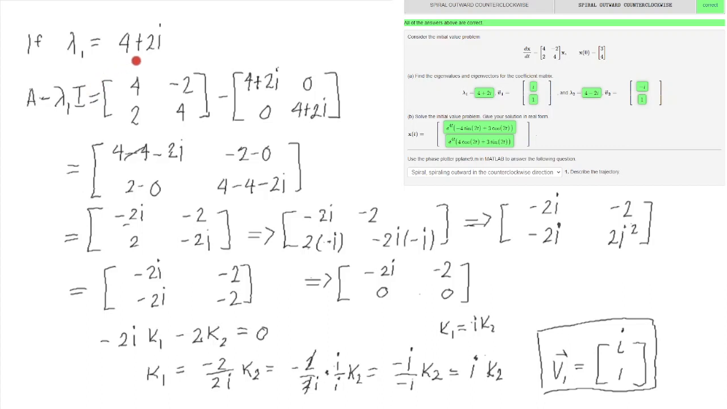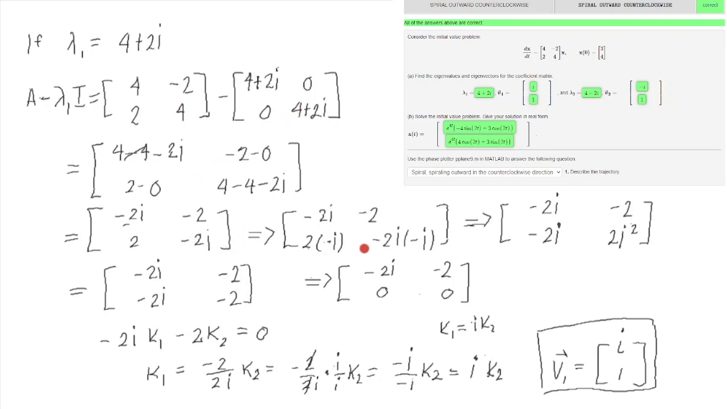Now, substitute this λ1 into A minus λ1 I, where A is your coefficient matrix and I is your identity matrix. Now, we have here your coefficient matrix minus λ1 I. It's just [λ1, 0; 0, λ1], and your λ1 is 4 plus 2i. Now, subtracting this from this, we have 4 minus 4 minus 2i. Now, cancel out. We have negative 2i left. Negative 2 minus 0 is negative 2. 2 minus 0 is 2. 4 minus 4 minus 2i, we have negative 2i.